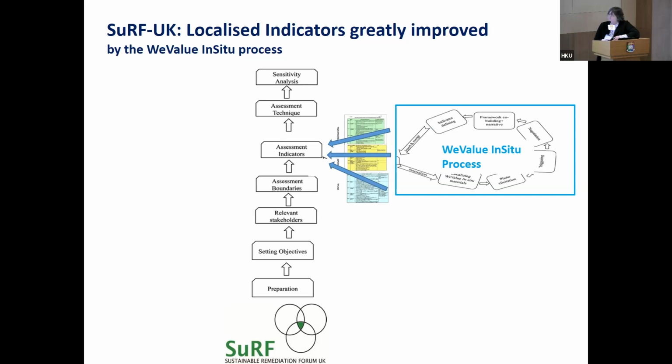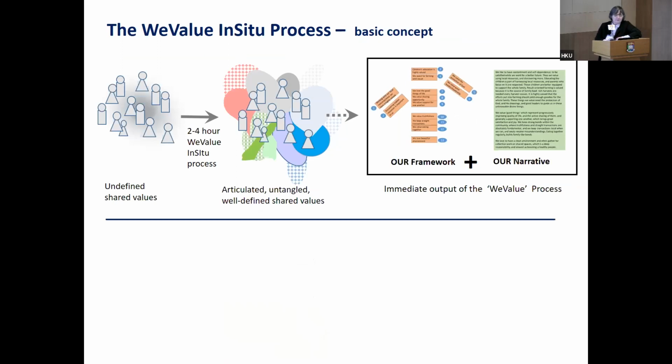So we brought our WeValue InSitu process, which is about crystallizing local values. We brought it in, and it produces proto-indicators, which can be adjusted to fit here. And we then got a really significant improvement. So now let me tell you a bit about this WeValue InSitu process. This really is the heart of my talk.